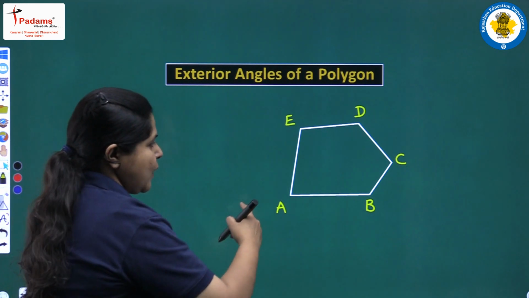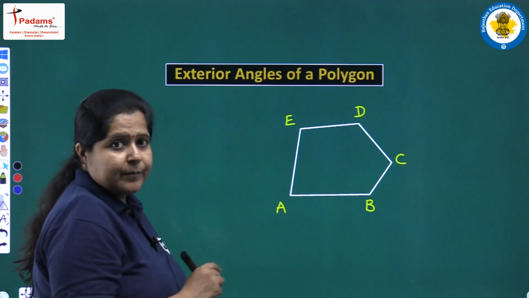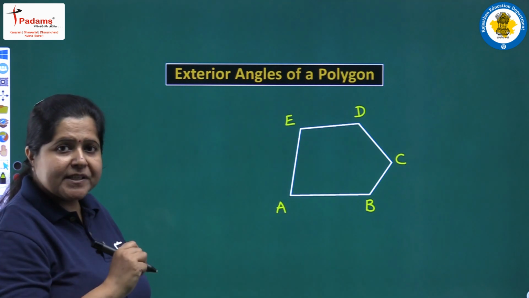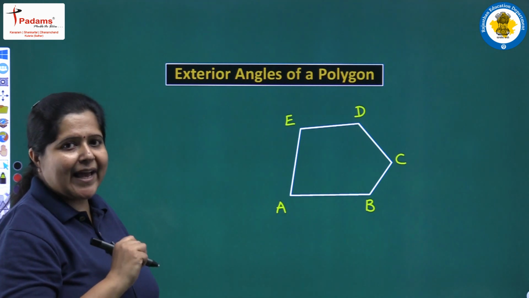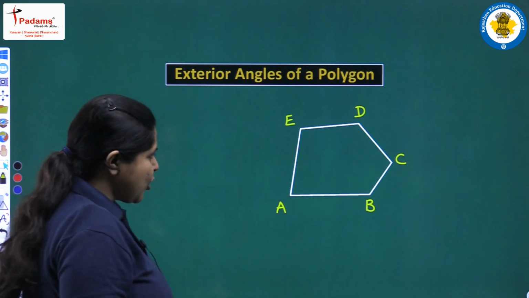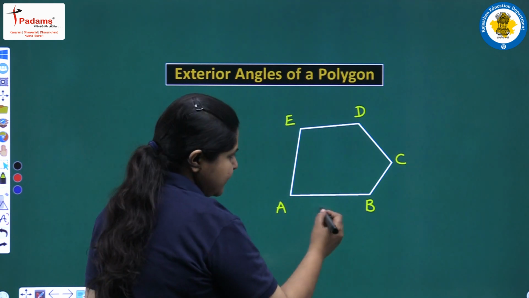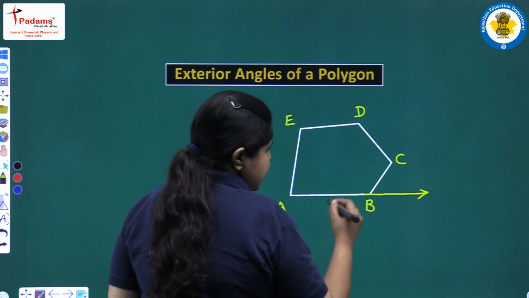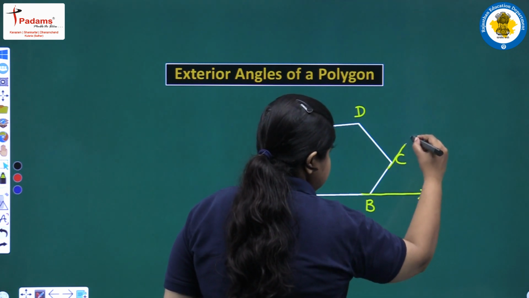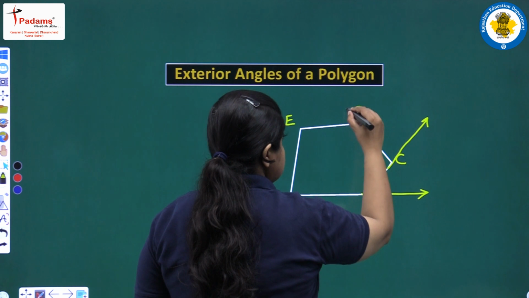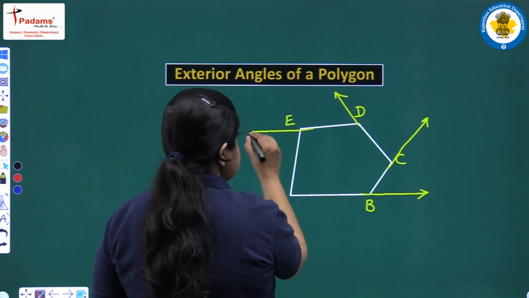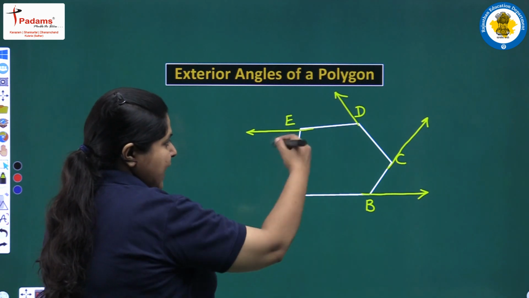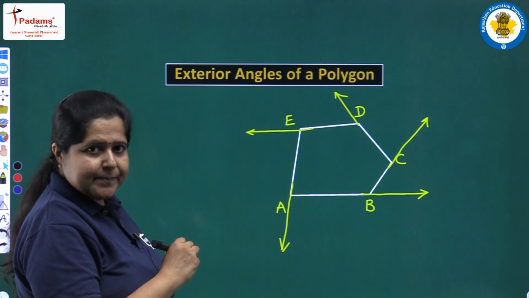When we produce or extend each side of a polygon in one same direction, then the angles that are formed are called the exterior angles of a polygon. Let us draw them. This is the side AB of this polygon. Let us extend it in this direction, then we produce this side in this direction, then this one, then this side, and then we produce this side. So, we have extended each side of this pentagon.